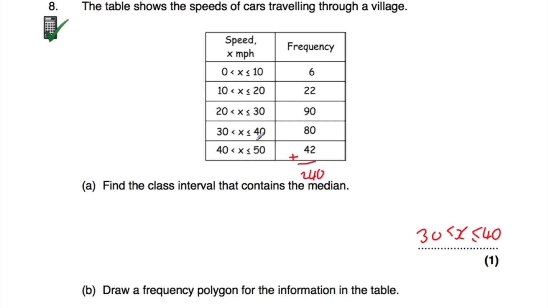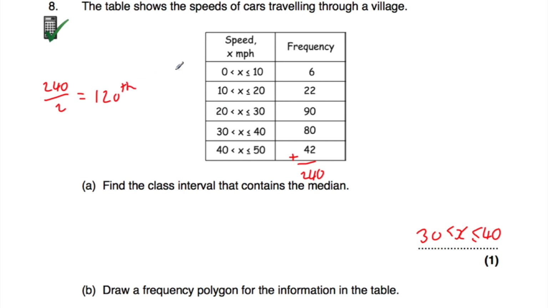And then what we do is, rather than adding 1, because here we've got group data and we don't know the speeds anyway, we've got 6 cars that are between 0 and 10, 22 cars between 10 and 20, we don't know the actual speeds anyway, and this is quite a large number, so the effect of adding 1 doesn't actually make much of a difference in this case. We can just take our 240, and rather than add 1, we can just divide it by 2, and that would be the 120th value.